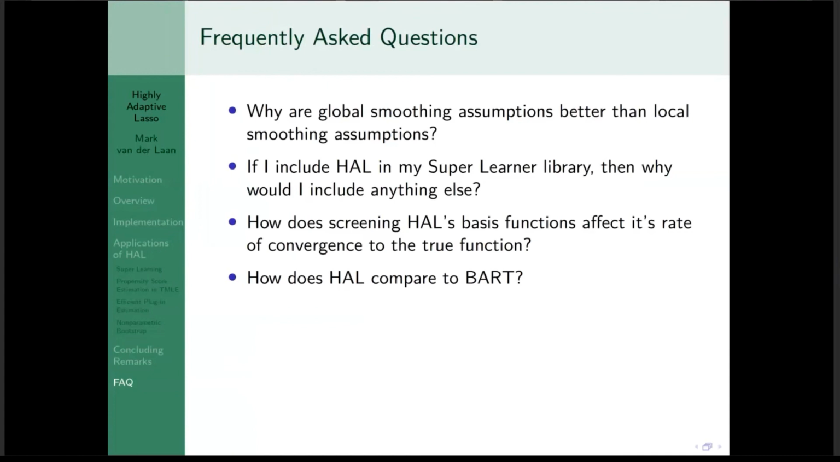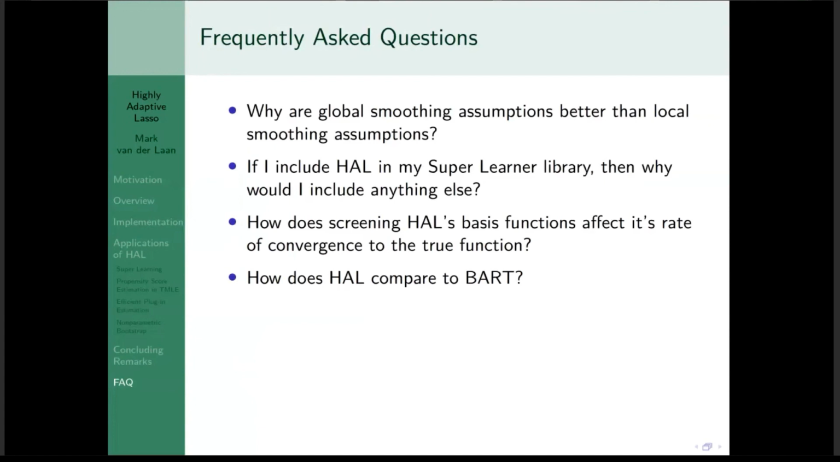Now, how does screening basis functions affect the rate of convergence to the true function? Like I said, if you include it in the library, you only make it better. It's just one of the options, and cross-validation figures out what's best. And if the best is no screening whatsoever, then that will be asymptotically chosen, and you will still get your rate of convergence at the end.